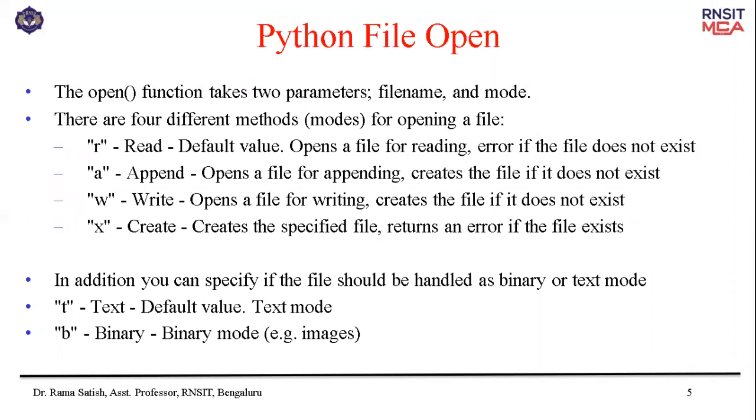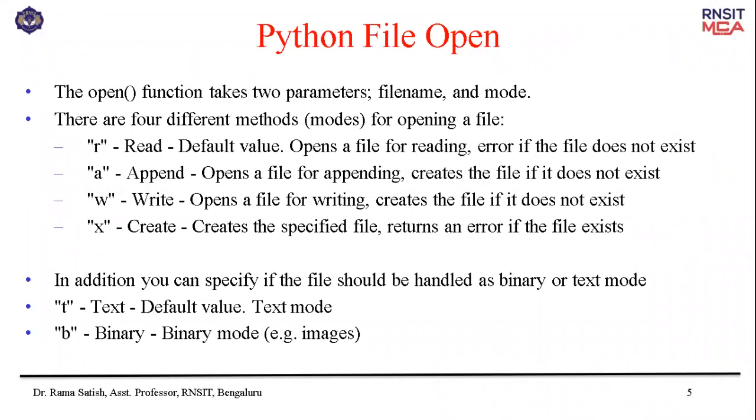In case the file does not exist, write mode will create a file. The difference between W mode and X mode is that in W mode, a new file is created if the file is not available, whereas in X mode, it will raise an error. That is the difference.